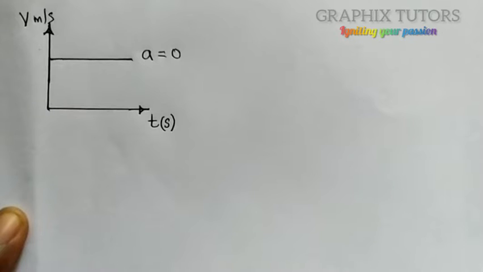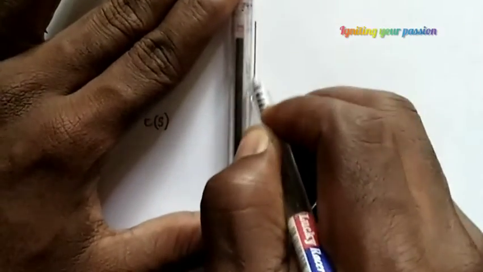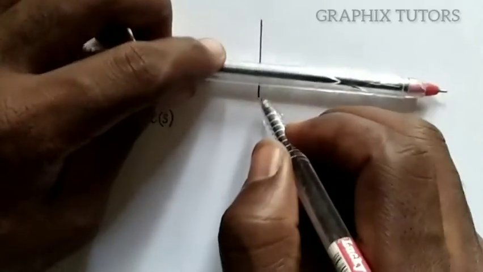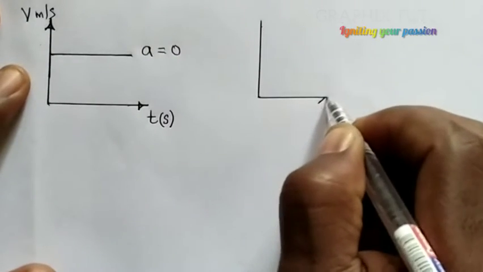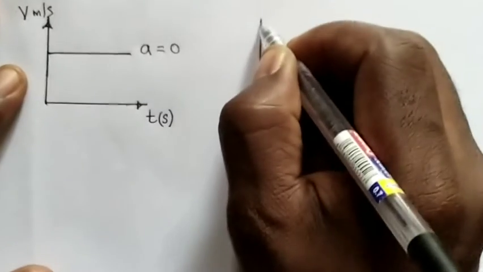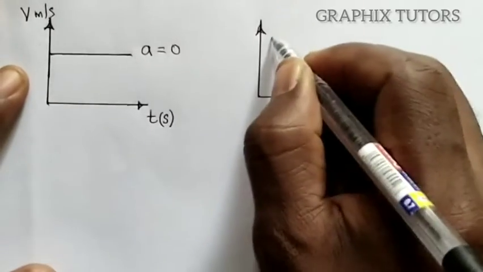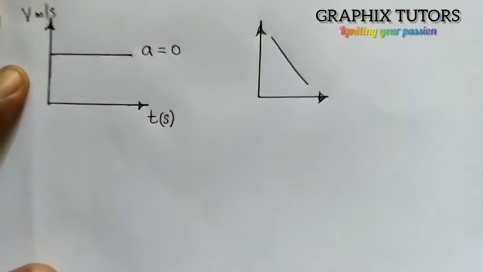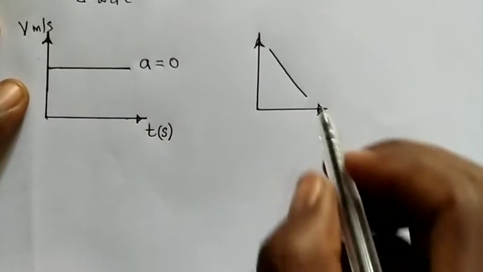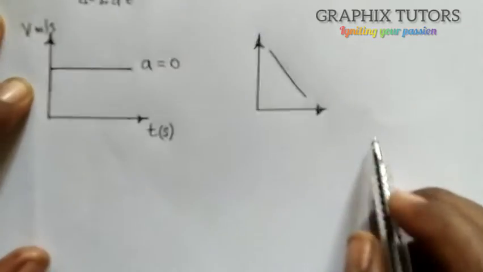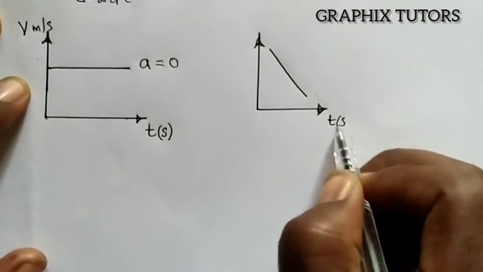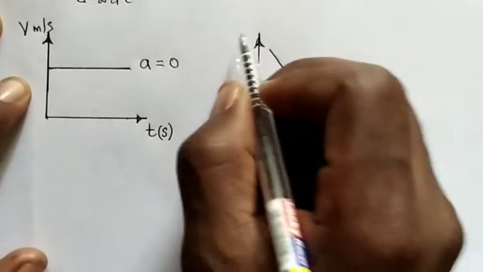Now, another thing you need to understand again is when you have this way, whenever it is coming down this way, it is decelerating or it is retardating. And deceleration is negative acceleration. Deceleration is negative acceleration.